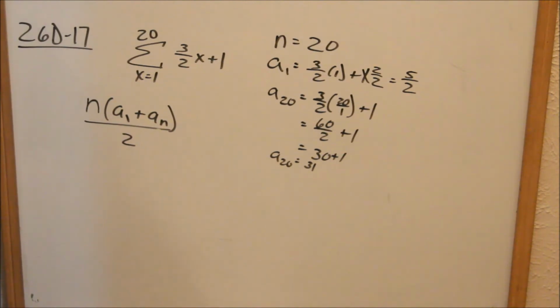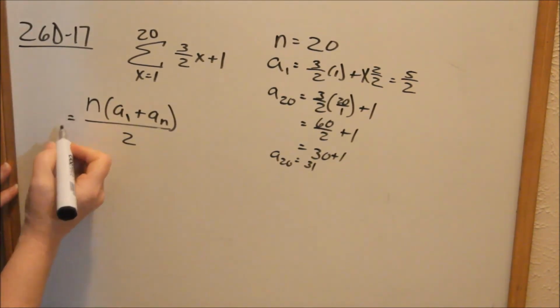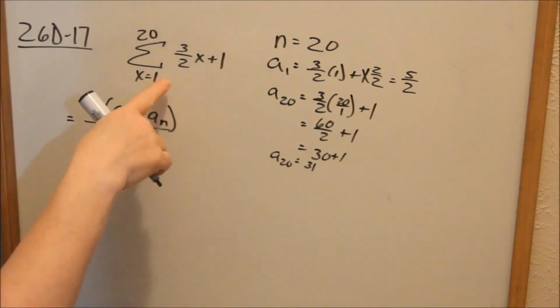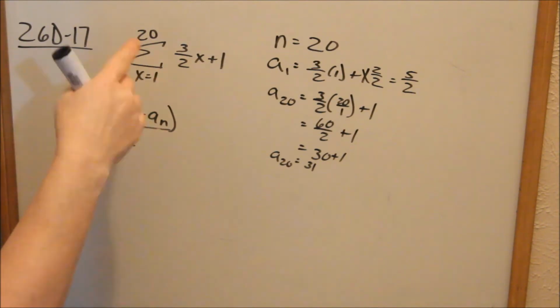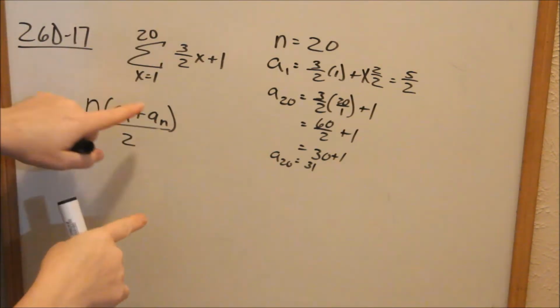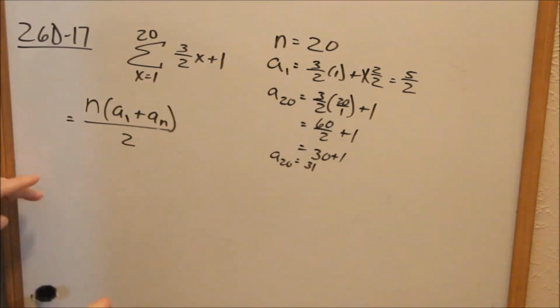Okay, so let's plug into our formula. Here's our formula, and this is going to give us the series. Instead of putting 1 in, then plugging 2 in, 3 in, 4 in, and then adding all those together, all we have to do is find two different numbers, know the number of terms, and put it into your formula.